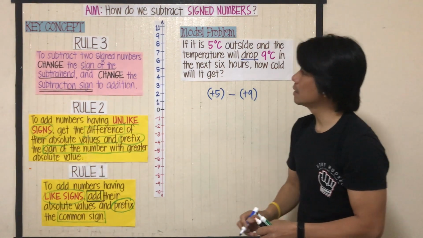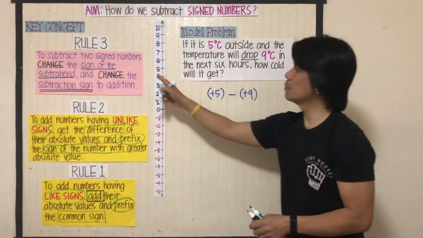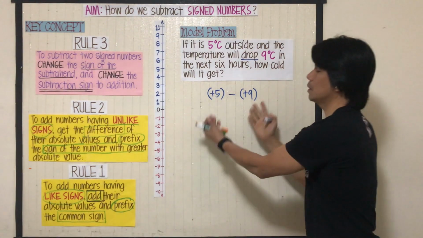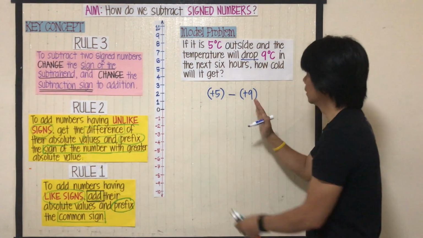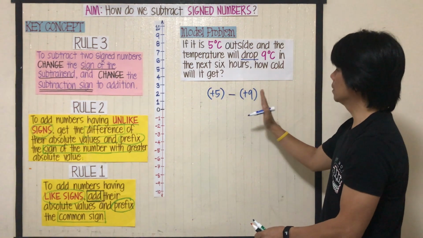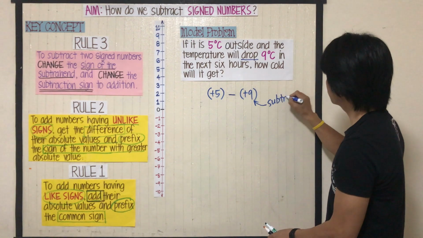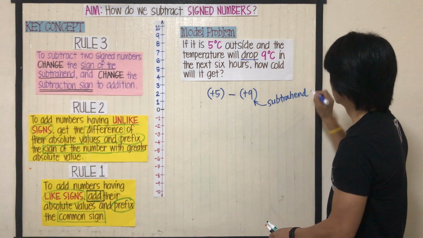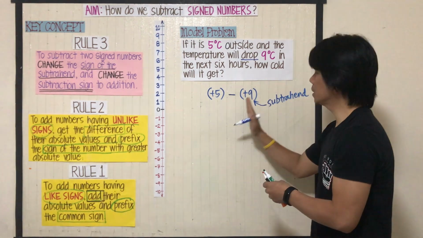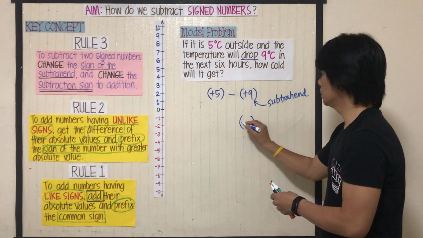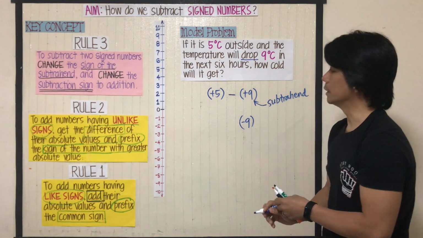What does the rule say? Every time we subtract, step 1, change the sign of the subtrahend. Which one is the subtrahend? The number on the left. So let's annotate that. This is your subtrahend. Always, you change the sign of the subtrahend. Since right now it's positive, it becomes negative 9.